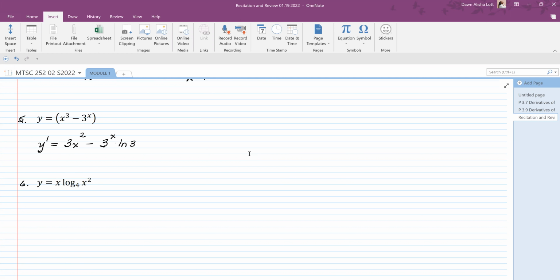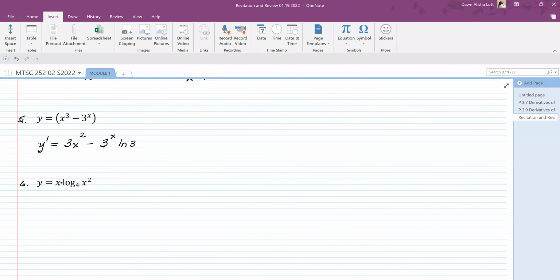Let's go with Aaron. Aaron, are you on? Yes. Okay. All right, so we're going to do this problem with the product rule. Now with the product rule, you have 2 functions. The first one, let me put a dot there just so our brain can handle the fact that we have 2 functions. The first one is x and the second one is log base 4 of x squared. So how do you use the product rule?